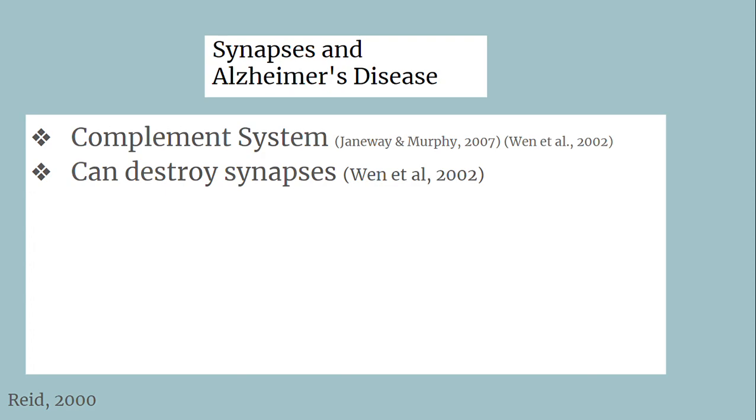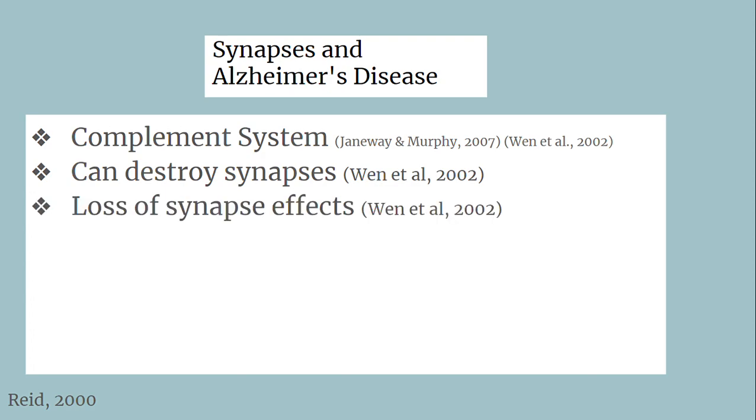Again, this information is all coming from Wen et al. We begin to see this cognitive impairment due to synaptic loss. Researchers and scientists have identified synaptic loss through synaptic positron emission tomography tracers. When doing this, researchers found that the C1q, which is a protein found within the complement system, that information came from Janeway and Murphy from their book Immunobiology, I believe.